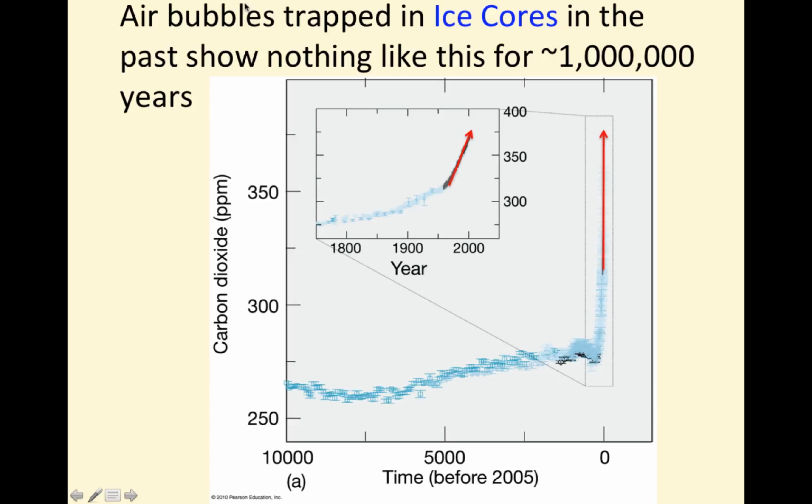As the NOAA simulations showed, air bubbles trapped in ice cores in the past show nothing like our CO2 rise in the last, say, million years or so. So this anomalous rise in CO2 is truly anomalous.